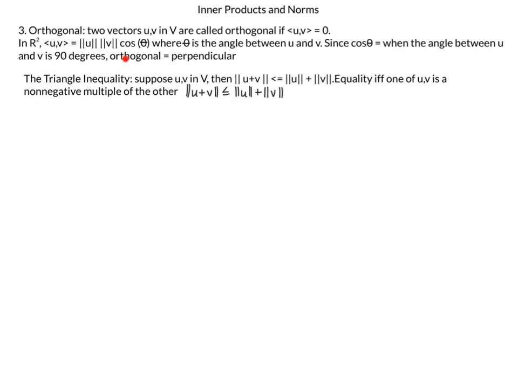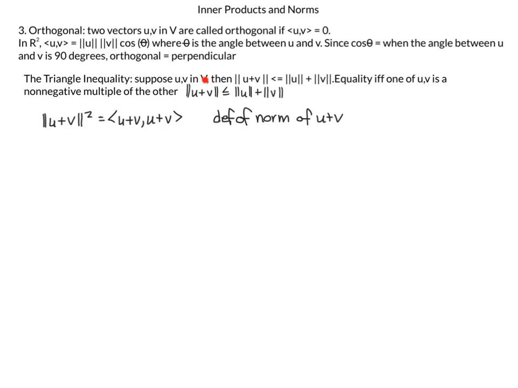Finally, we will prove the triangle inequality. Suppose we have u and v vectors in our vector space V, then the norm of u plus v is less than or equal to the norm of u plus the norm of v. We have equality if and only if one of u or v is a non-negative multiple of the other. And I just rewrote my inequality.